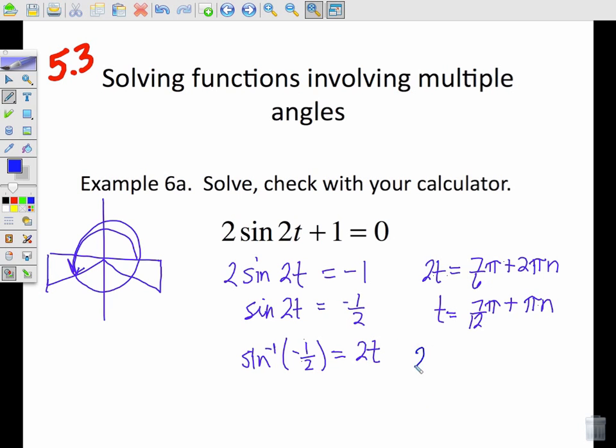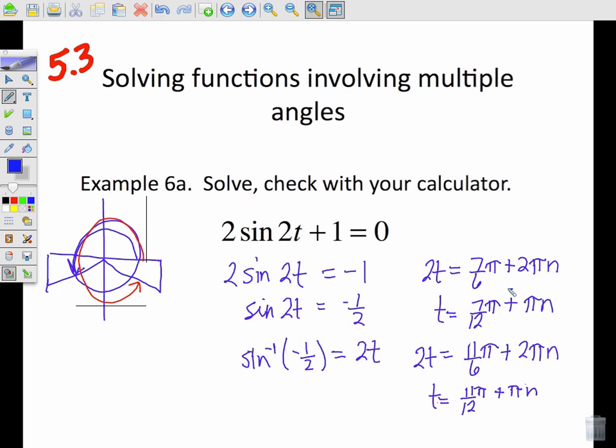Let's go ahead and look at the other set. So 2t would equal, if I go to my other set of solutions, they occur all the way around at 11/6 pi. So we have 11/6 pi plus 2 pi n, again, for getting that second and third revolution. So then t would have to equal 11/12 pi plus pi n after dividing by 2.